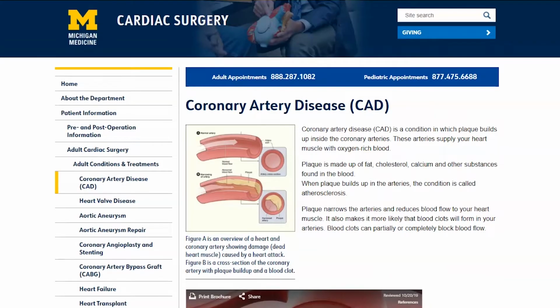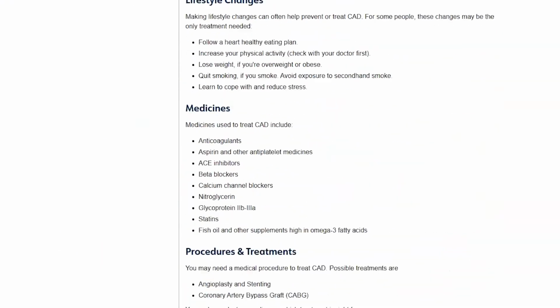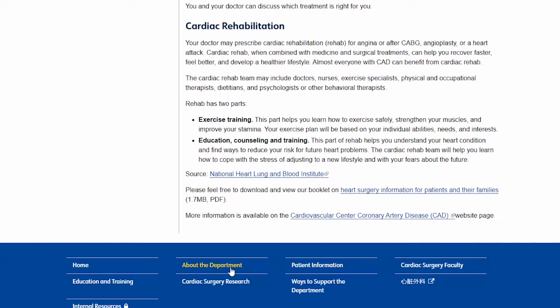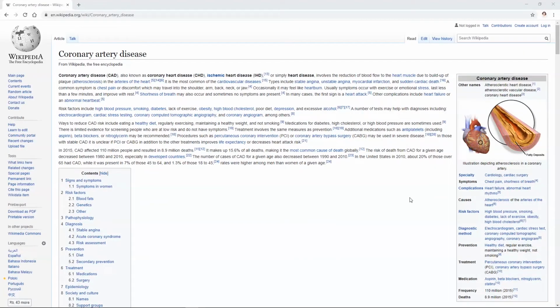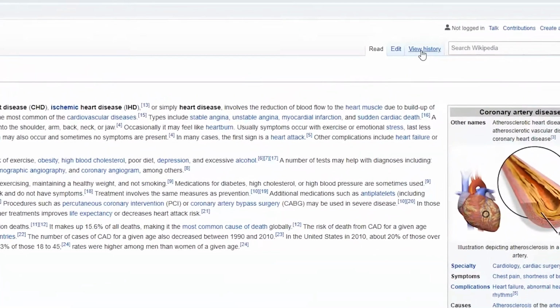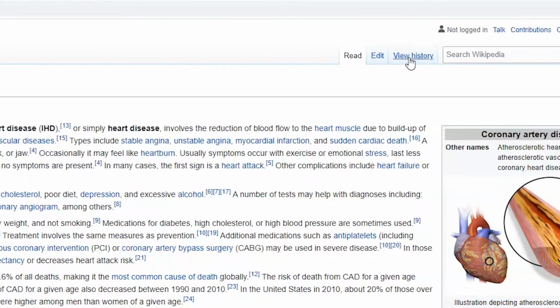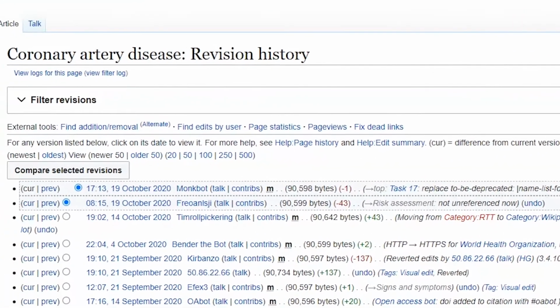The Michigan Medicine site doesn't give a specific author for this page, so we treat the organisation as the author. So this page is authored by the Cardiac Surgery Department of a medical university, the University of Michigan in the United States.